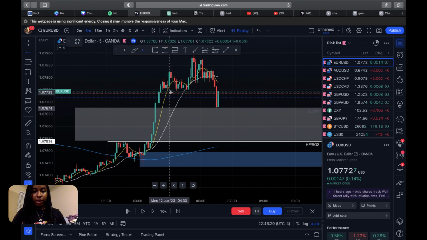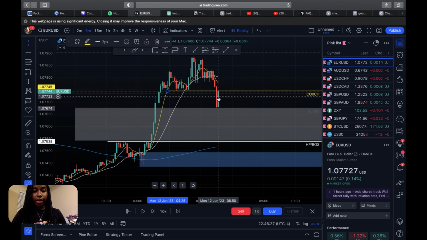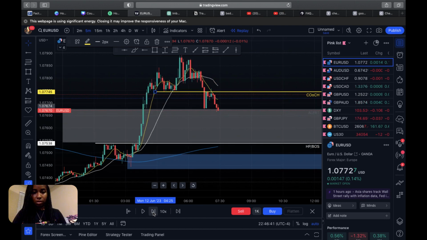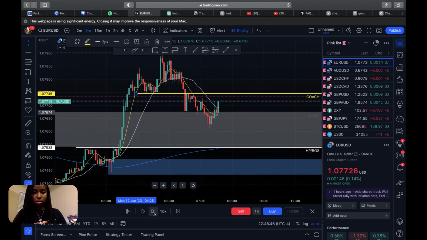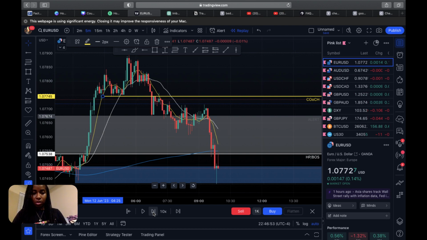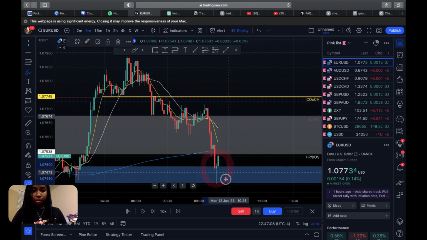So here we have a change of character, and we are now creating internal bearish structure. So we're going to keep playing that out. All right, so we're down to our point of interest, and we have this candlestick pattern that formed, indicating that it may want to go up.